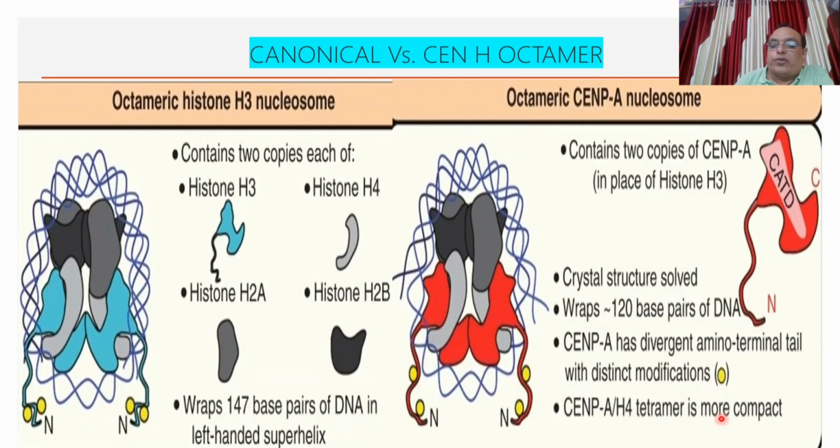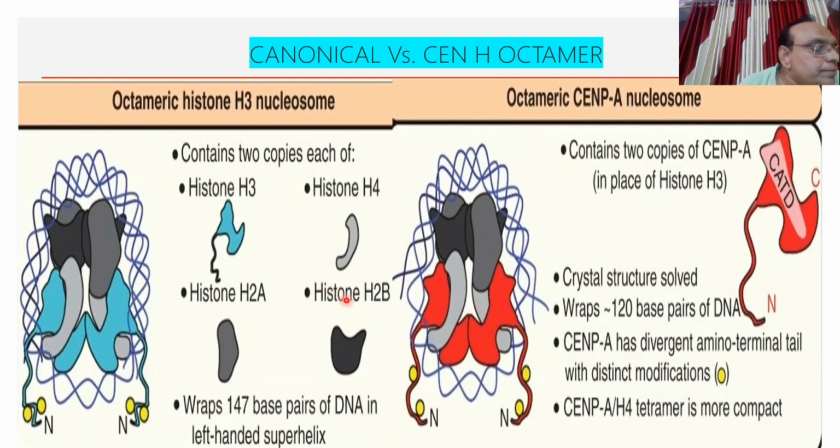The CNP-A H4 tetramer is more compact. Another difference is that here the tetramer is made by 2 molecules of histone H3 and 2 molecules of histone H4. But here the tetramer is made by 2 molecules of CEN-H3 or CNP-A and 2 molecules of H4. This tetramer is more compact than the tetramer formed by the canonical H3 and H4. So these are the differences.